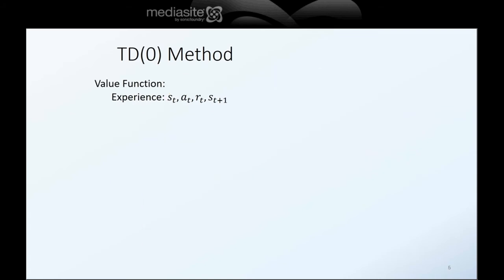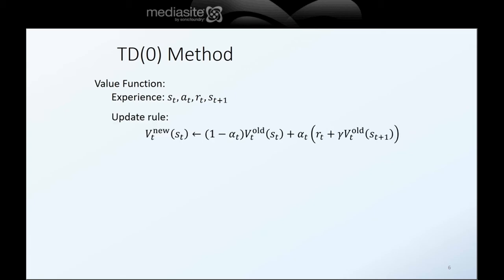So for the value function, when the agent gains experience from a state S_t, it takes action A_t and gets a reward R_t and transitions to state S_{t+1}, then we just saw that this is how we would update the value of the state S_t. So V_t new S_t is given by the expression, and it uses V_t old S_t. And it also uses V_t old S_{t+1}, this one, because this is the expected value of the total reward R_{t+1}.